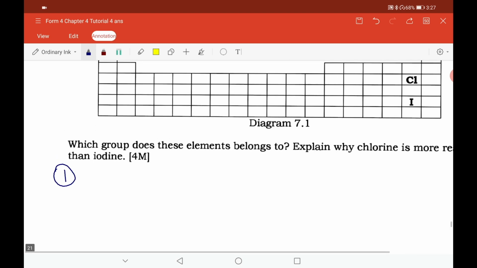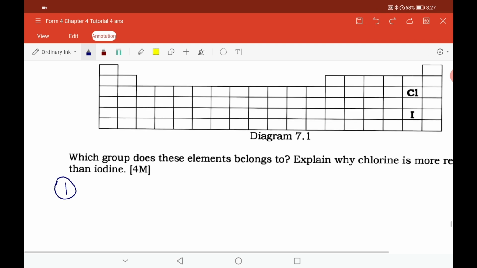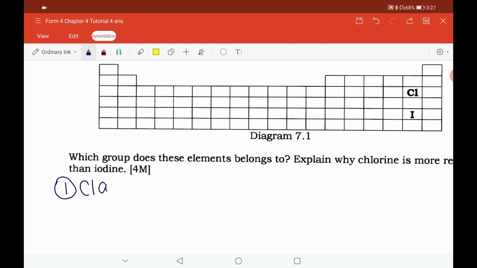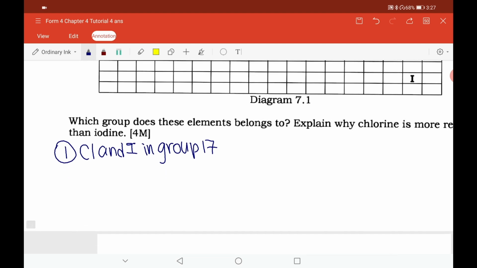Point number 1. So you need to mention the group. Which group they belong to. You see, chlorine and also iodine, both of them are in group 17. We know that chlorine and iodine should be placed under group 17. So this is a very straightforward question and a very straightforward answer. This is point number 1.